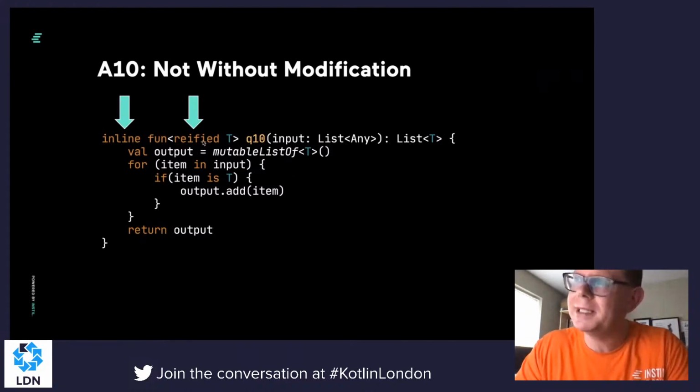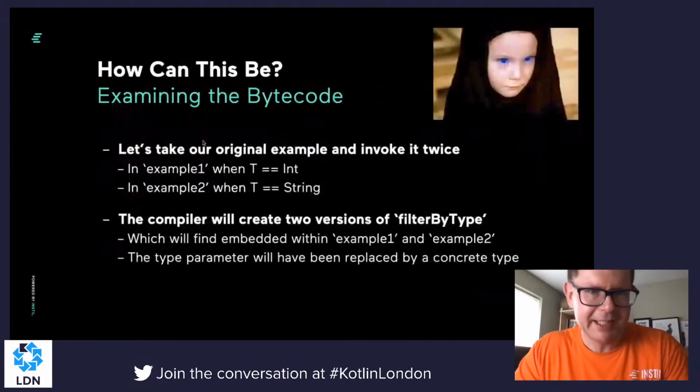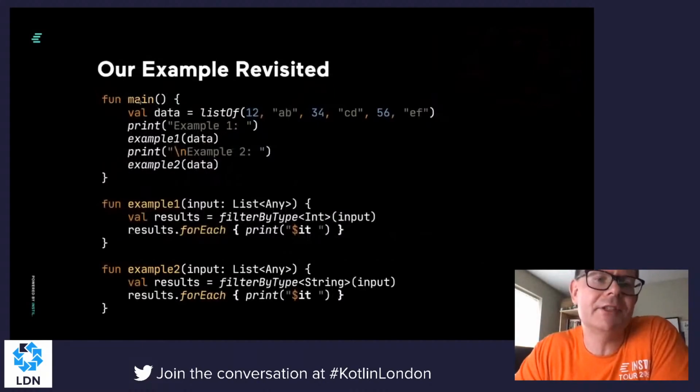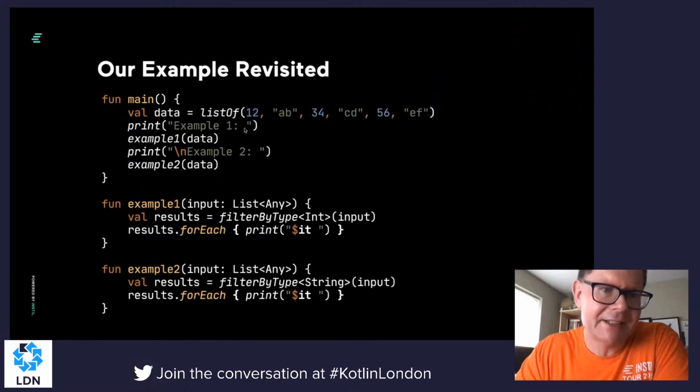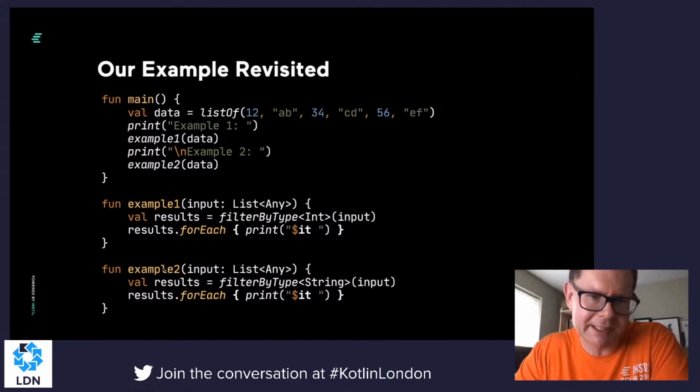So the only way that we can make that work is by inlining it. We can say generate a new version of the function for customer or string or integer or whatever, but then inline that at the call site. If we do it that way, then it will work. So just to prove the point, here's some example code. You see here, I've got my main function and I create a list of numbers and strings. And then we're calling example 1 and example 2. Example 1 uses filter by type for int, whereas example 2 uses filter by type for string.